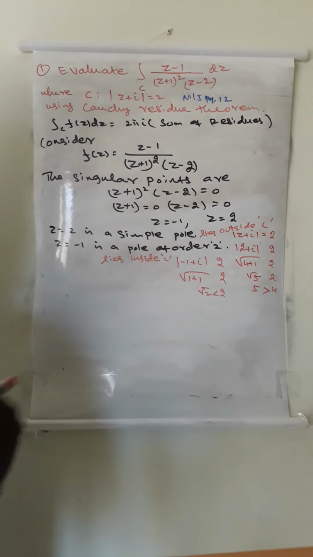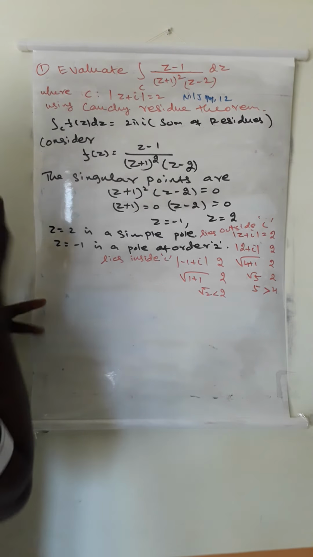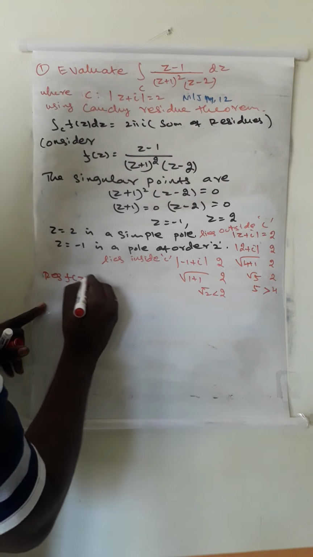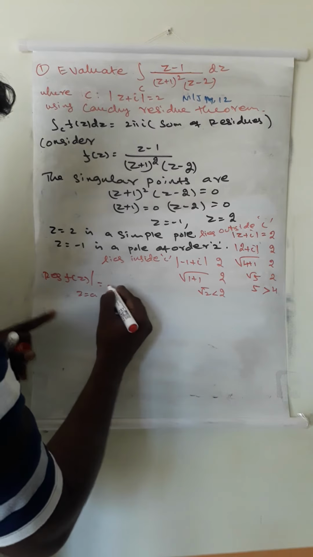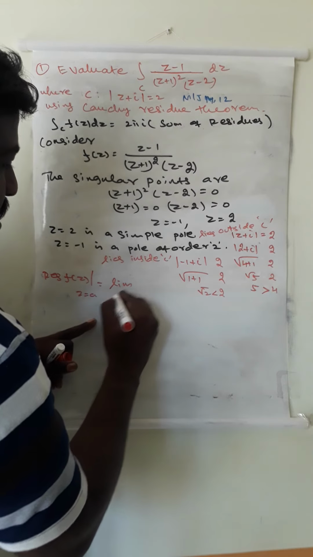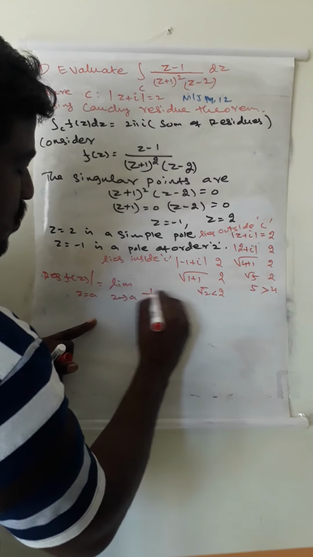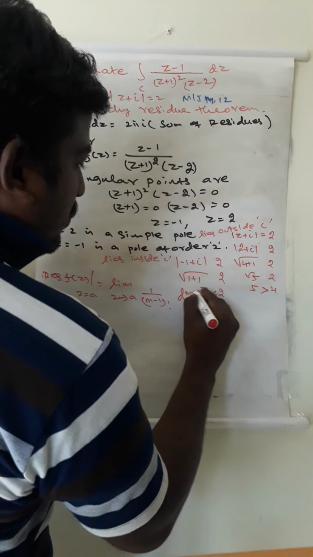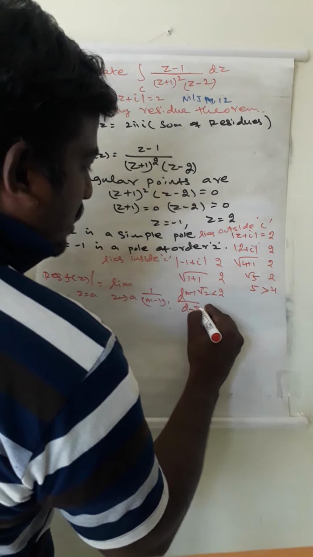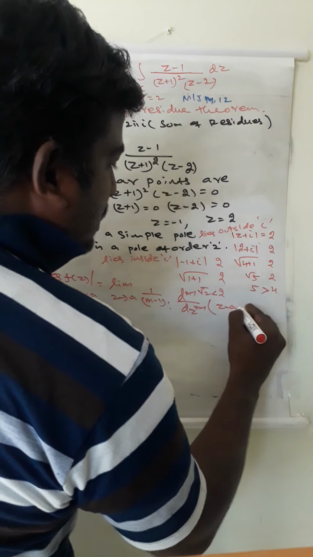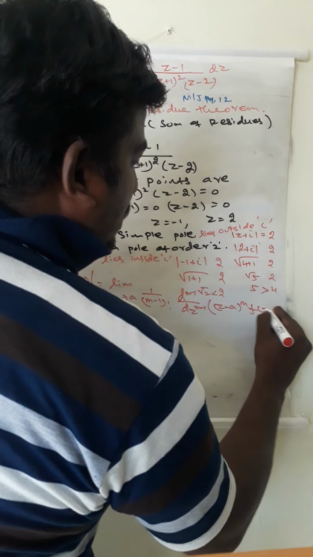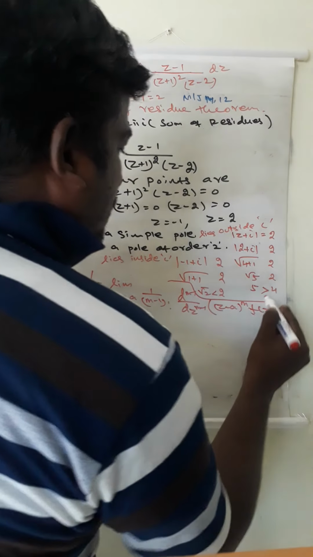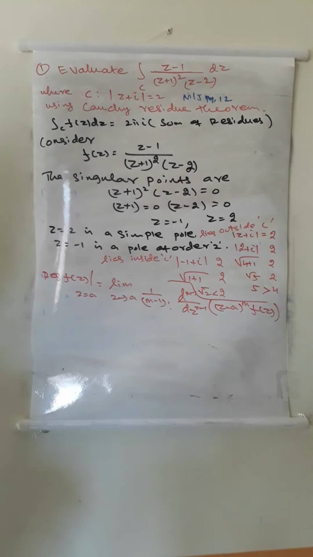What is the formula? Let me recall it. Suppose z equal to a is a pole of order m, then the residue of f of z at z equal to a is limit z tends to a, 1 by (m minus 1) factorial, d power (m minus 1) by dz power (m minus 1) of (z minus a) whole power m into f of z. This is our formula. So just apply the formula.